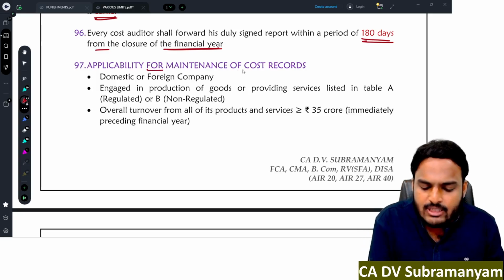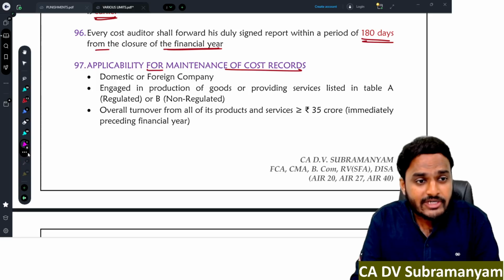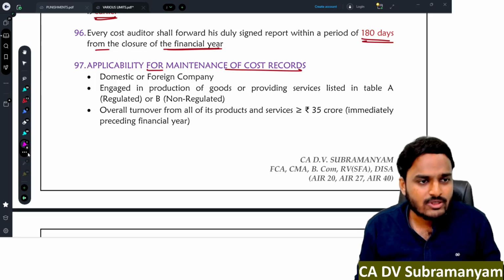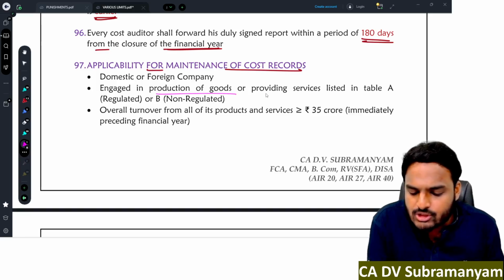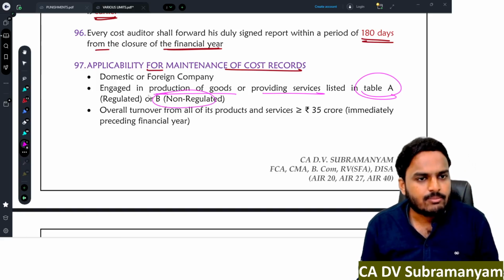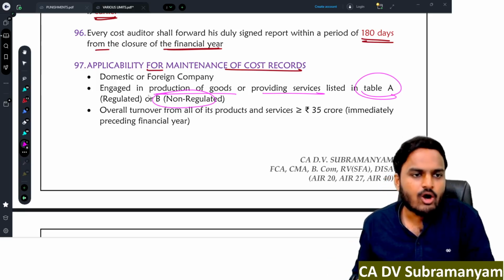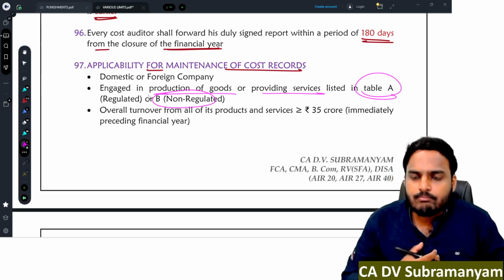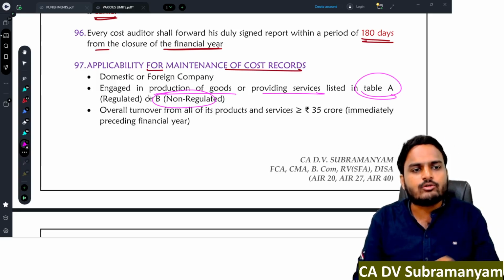Next one, applicability for maintenance of cost records. Another tricky area. See, not all companies are required to maintain cost records. Only companies which are engaged in providing services or production of goods listed in table A or table B. That means it must manufacture goods which are covered in either table A or table B, or it must provide services which are categorized in table A or table B. Suppose I'm producing goods which are not covered in table A, which are not covered in table B. In that case, I'm not required to maintain cost records.